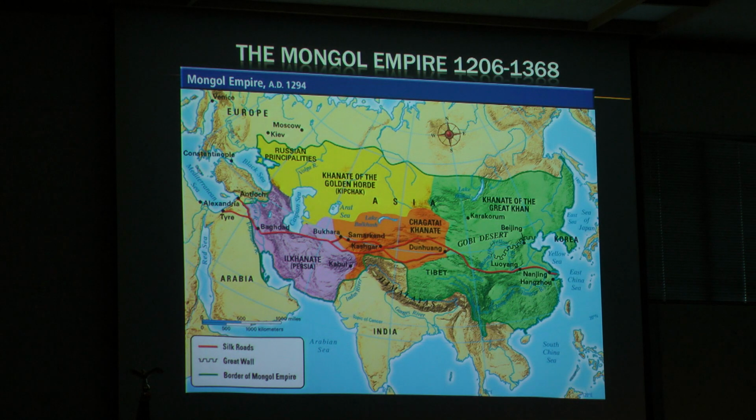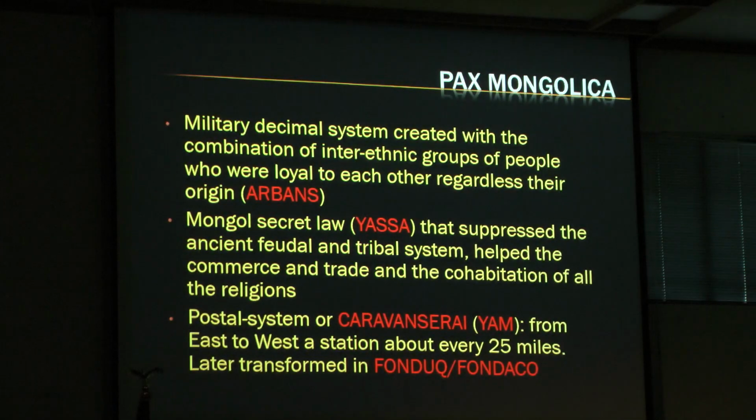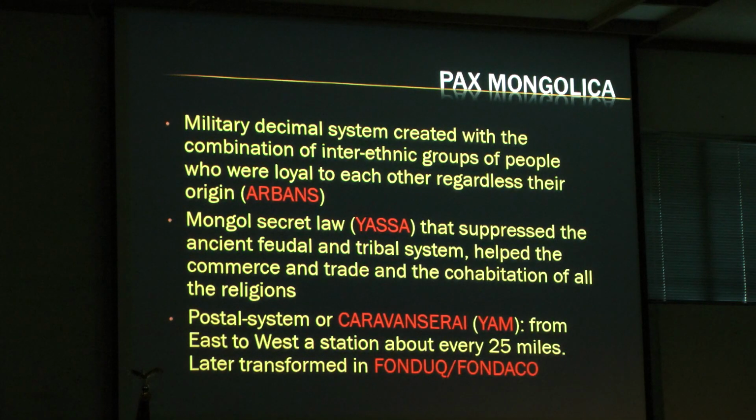From China to the Black Sea, the empire shared a similar iconography and also similar costumes. The Mongol hegemony, however, was obtained not only by persuasion, but also by force, and was based on a decimal division system of the army in groups of 10, the Arbans, regardless of their ethnicity, religion, and culture, for a total of 10,000 people who were loyal to each other and who conquered Eurasia. The Mongol secret law, or Yasa, suppressed the ancient feudal and tribal system and helped commerce and trade and the cohabitation of all the religions.